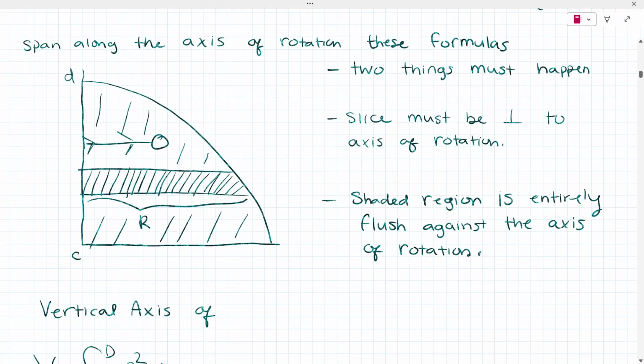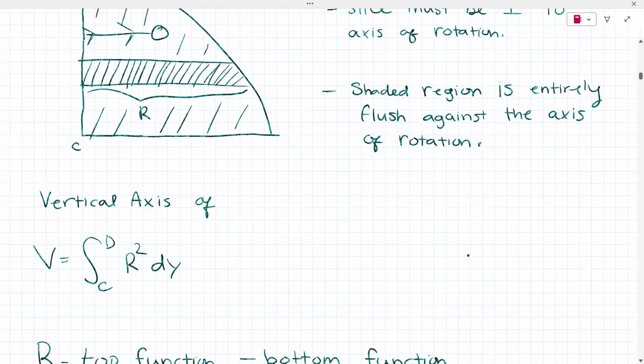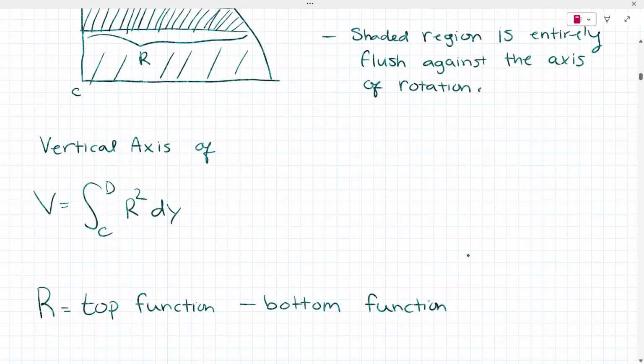Okay, so this will all make sense when we do a problem. And then you have the vertical axis. When you have a vertical axis, your boundary is from c to d, of r squared dy. So basically, it means top minus bottom function.